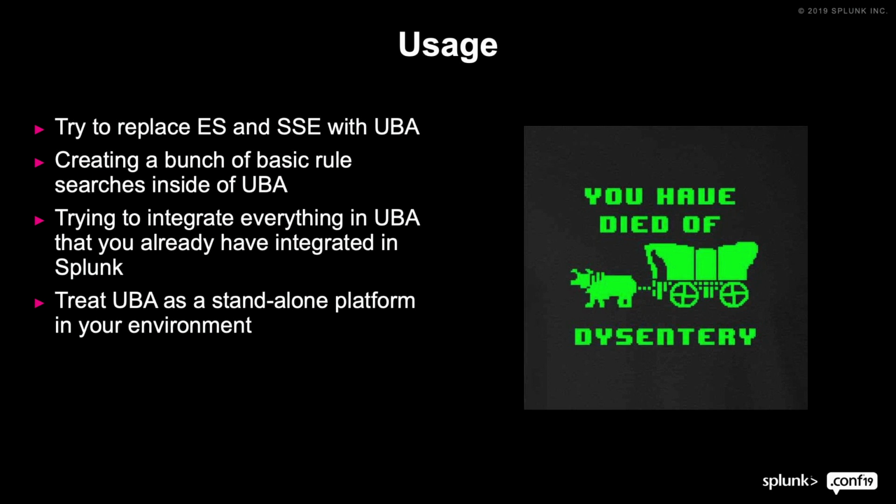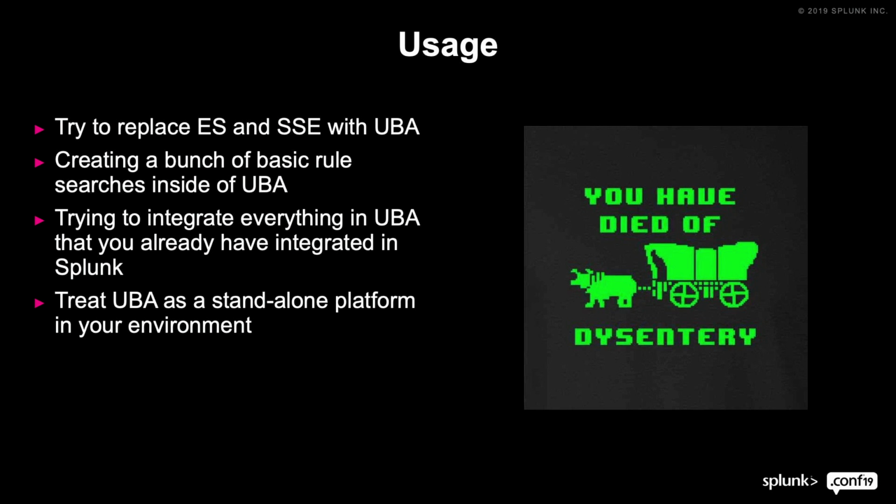Don't try and replace Enterprise Security and Security Essentials with UBA. A lot of times I've heard from customers or prospects, oh, I don't need a SIEM. I can do everything with UBA. I don't need core. Actually, you do need core. But I don't need all this other stuff going on, right? UBA is really good at its set use cases. When you start to have a bad time with it is when you try to make it do simple correlation or a notable event type framework. That's not what it's meant for.